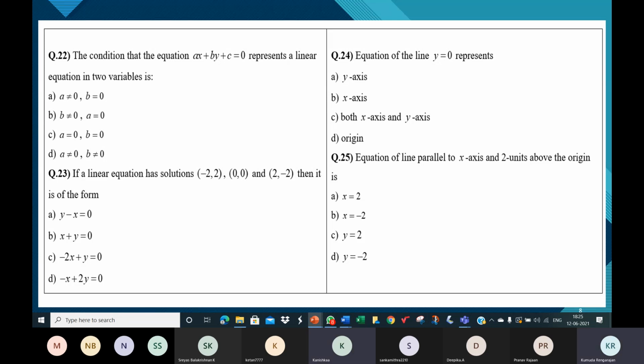Yeah, because it's very clear that x plus y is 0. Minus 2 plus 2, 0. 0 plus 0, 0. 2 minus 2, 0. When you add the x coordinate and the y coordinate, we get 0. So x plus y is equal to 0. These points represent x plus y is equal to 0.